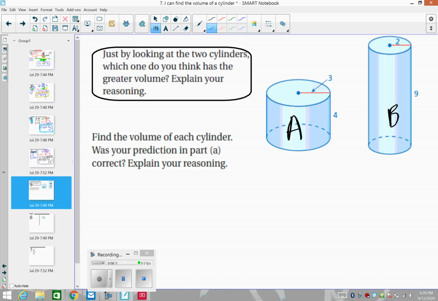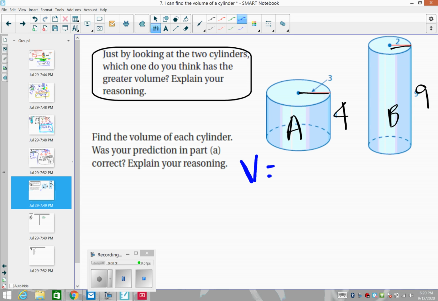So which has the bigger impact on volume? This has a radius of 3, that has a radius of 2. This has a height of 4, that has a height of 9. So which has a bigger impact on the volume of a cylinder, the radius or the height? That's kind of what we're thinking about. So let's go ahead and calculate the volume.